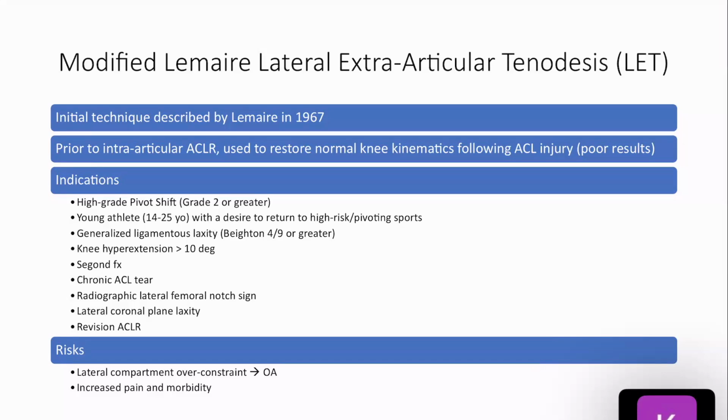So there are several described indications for LET in the literature. It could be high-grade pivot shift. I've seen some papers describe it as grade 3 or grade 2 or higher. Young athletes, so 25 years and younger, who have a desire to continue playing high-risk sports, so pivoting, cutting, jumping.